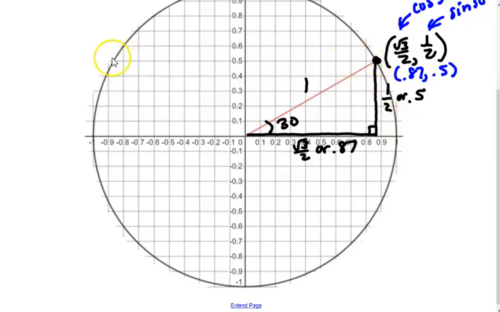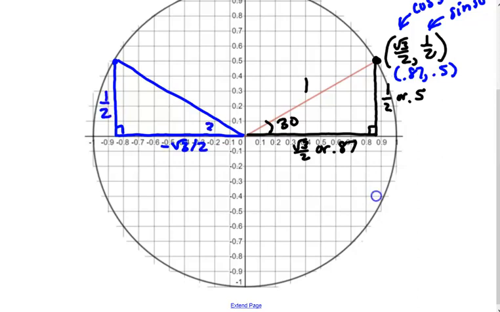So this point right here would still have a y value of 0.5. I would drop a perpendicular line down and see that the x value is negative 0.87. So this would be negative square root of 3 over 2, but this stays positive 1/2. Since this is a 30-degree angle and all the way around here is 180, then this is 150. So here's 30, here's 150. Now how do the coordinates change? Well, the y-coordinate is exactly the same. It's still 1/2, but the x-coordinate has just become negative.